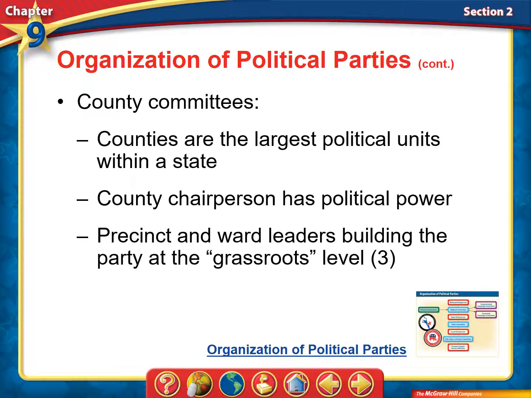Now, the local political organizations are what we call the grassroots. You know, it's at the local level where many big ideas are started. And so these precinct and ward leaders build up the party here. It would be very difficult for us to get the President of the United States to come in. It would be very easy, however, to get our county commissioner. We can probably contact them, set up a meeting, and they'll be here next week.